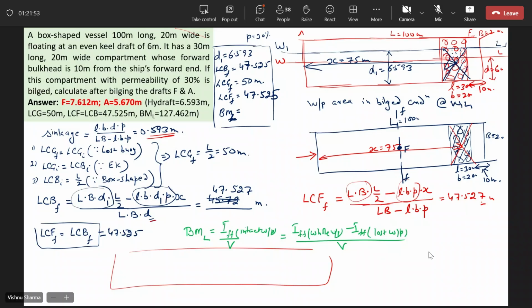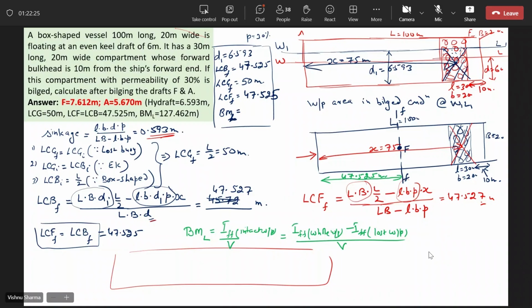Now, I am asking myself a question. Now, this distance, we have already calculated. This distance is 47.525 or 527, whatever you're taking, doesn't matter. Okay, guys, is FF a standard axis for the whole water plane? Yes or no? No, sir. FF is standard axis for the whole water plane? No, sir. Who said yes? I would like to ask him.